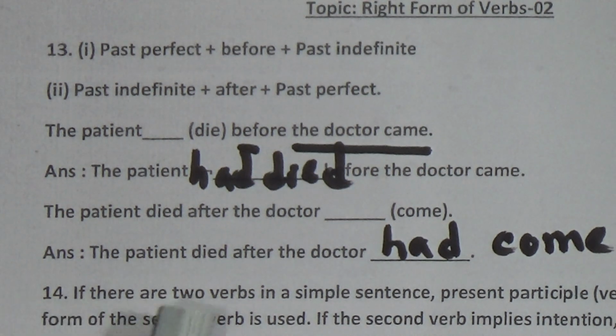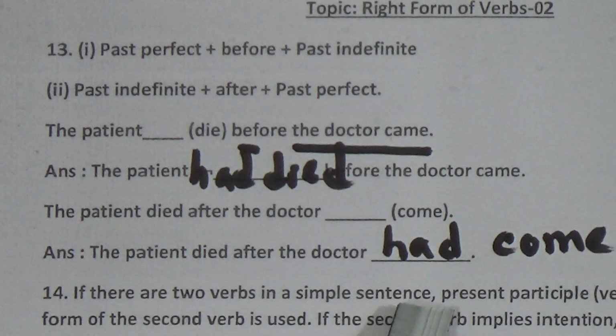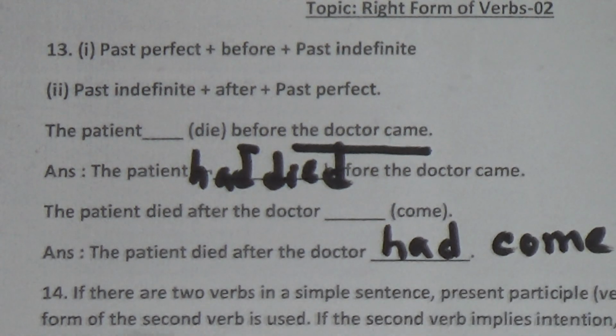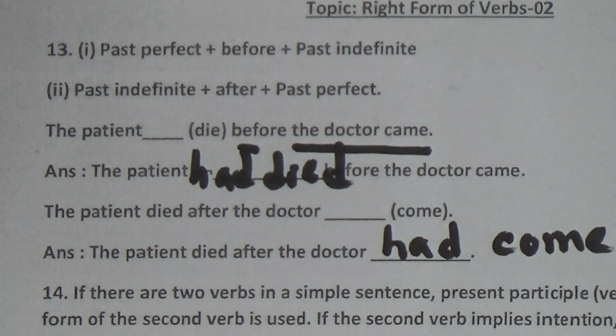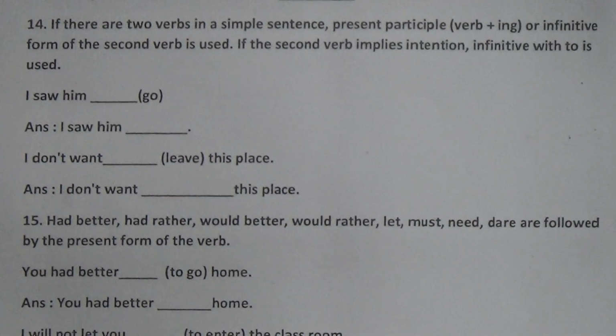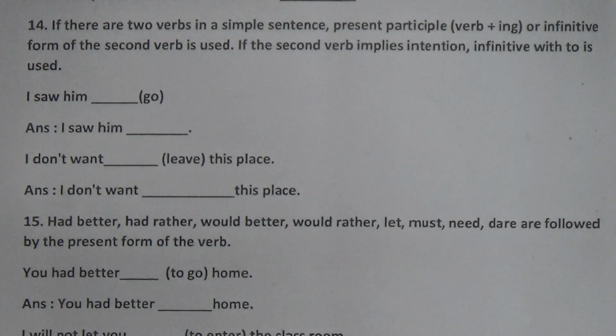Rule number 14. If there are two verbs in a simple sentence, present participle or infinitive form of the second verb is used. If the second verb implies intention, infinitive with to is used. That means if there are two verbs, here also two sections. If there are two verbs, we will use present participle, that means verb plus ing, and infinitive plus main verb, present form of main verb.